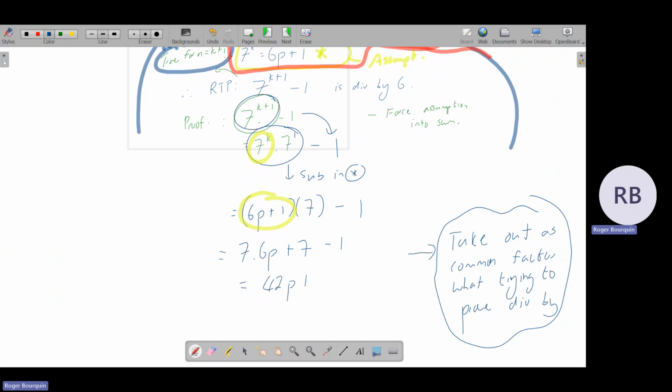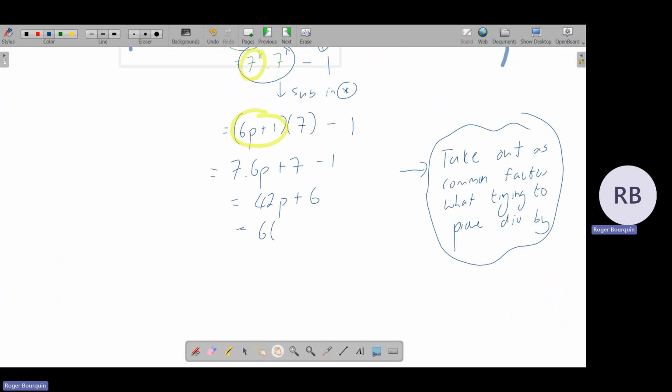Good. Then you take 6 out. Where do we take 6 to? Outside. There you go. Okay, so I get 6 times (7p plus 1). Yeah. Okay. So therefore, divisible by 6. And therefore, proved for n is equal to k plus 1.